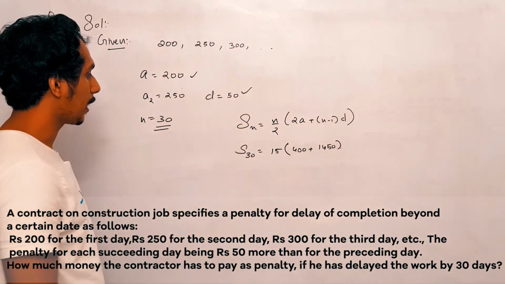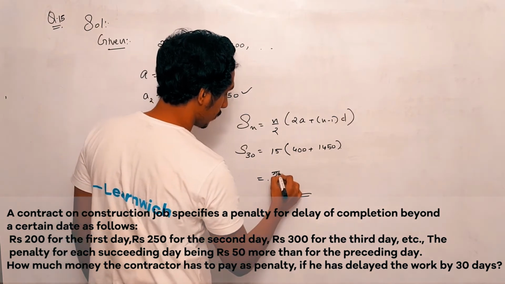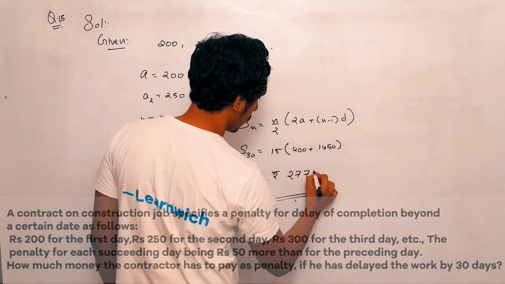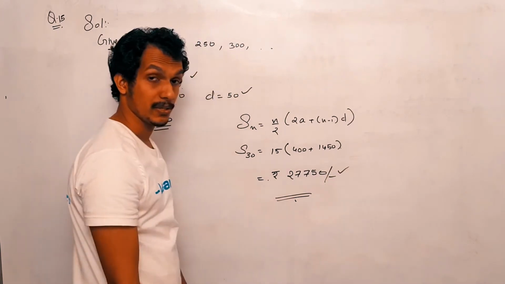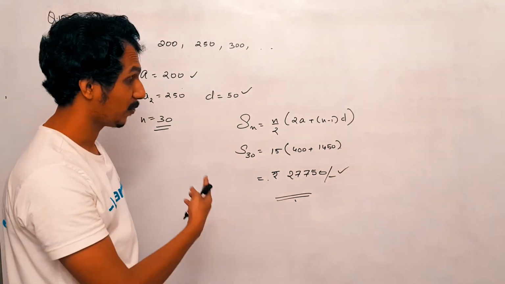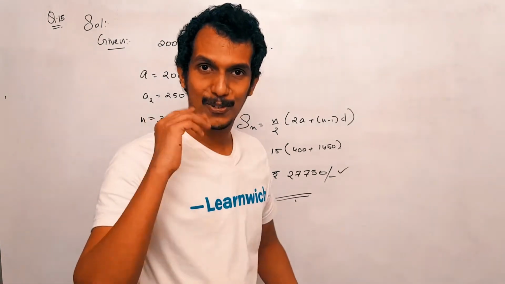So please solve it and get the answer. Finally, the answer is 27,750 rupees. He should have completed the work on time, right? He has to pay a lot of money. Okay, so let's go to the next question.